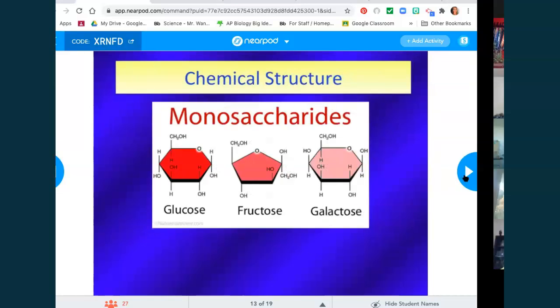So single sugars, these are what they look like when you put them in solution. I would recognize these in a picture because almost all of your pentagons or hexagons will be sugars.